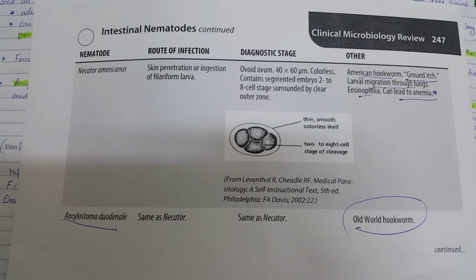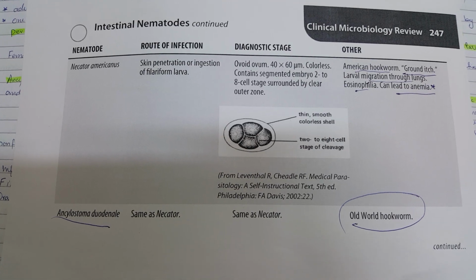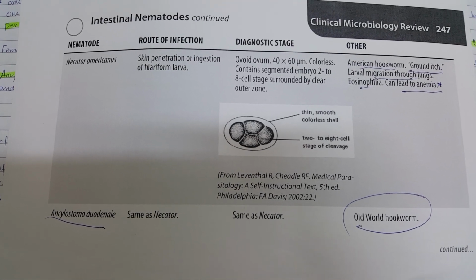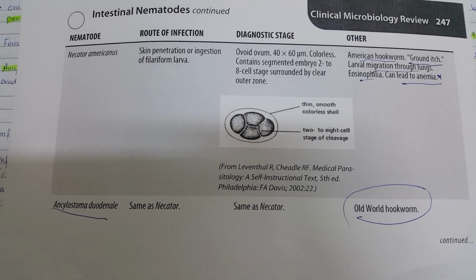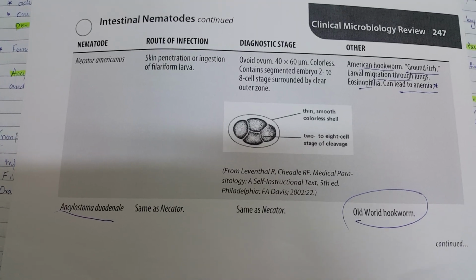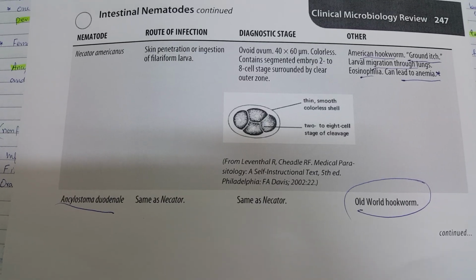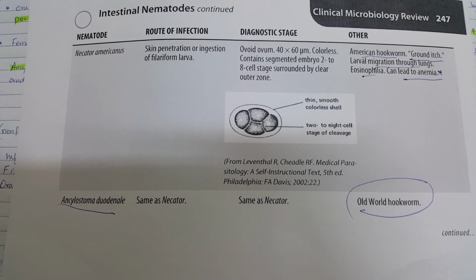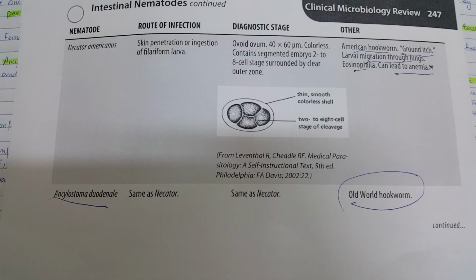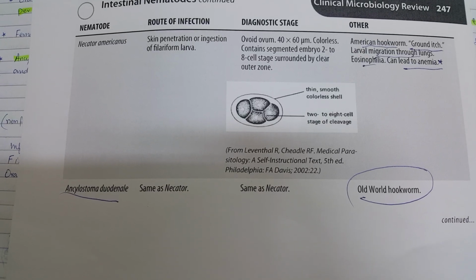This American hookworm causes ground itch, and the larva migrate through the lungs. Eosinophilia is the major prognostic marker, and it can cause severe anemia. Ancylostoma duodenale is the same as Necator, but is also known as the old world hookworm.